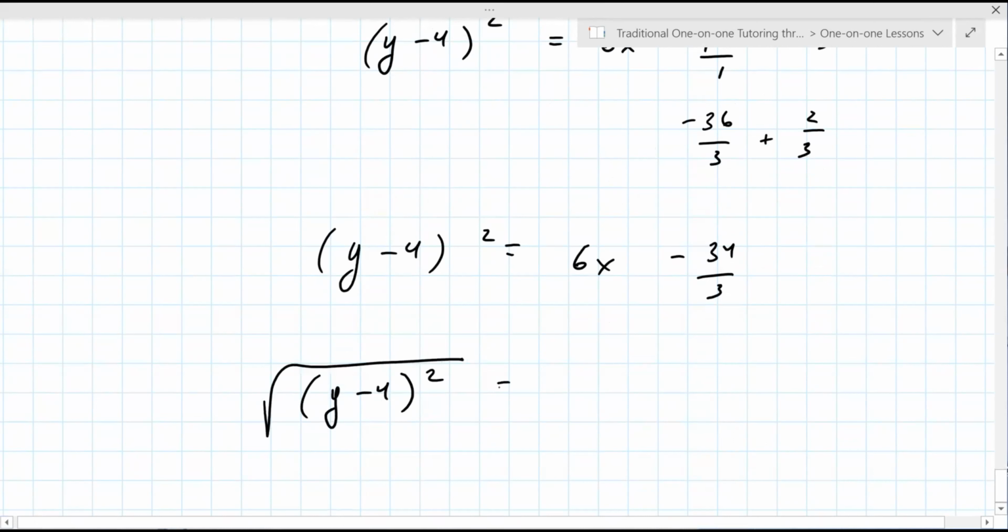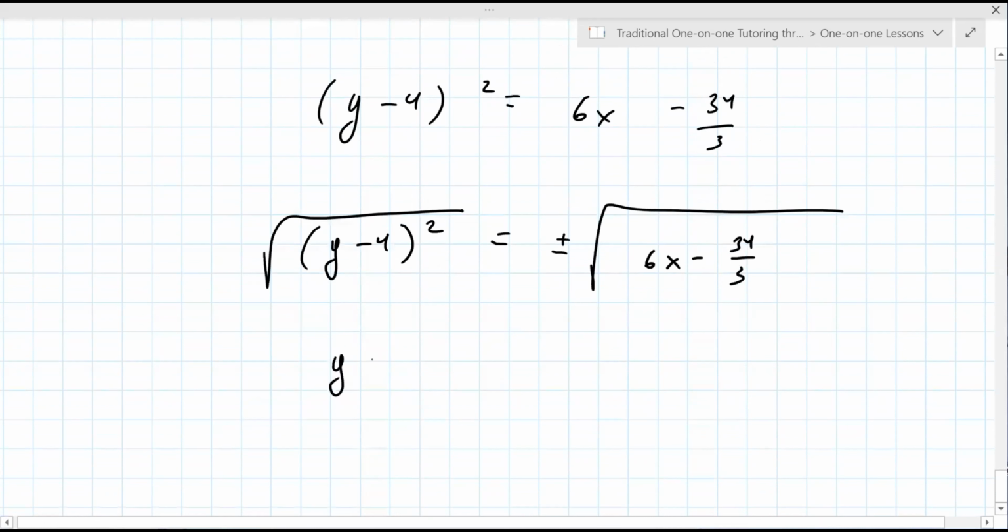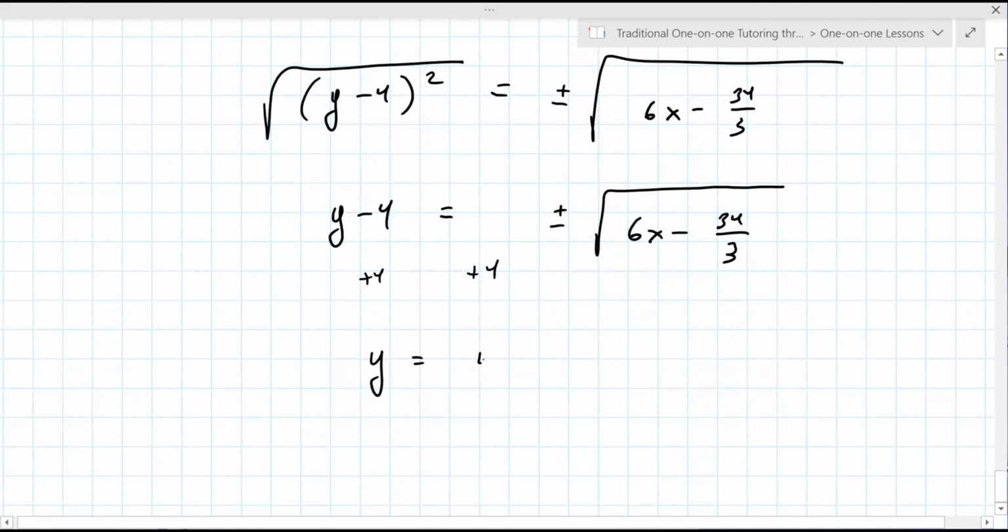So plus or minus the square root of 6x minus 34 over 3. On the left, it becomes y minus 4. And then you add 4 to both sides, and that'll help you determine the final answer.